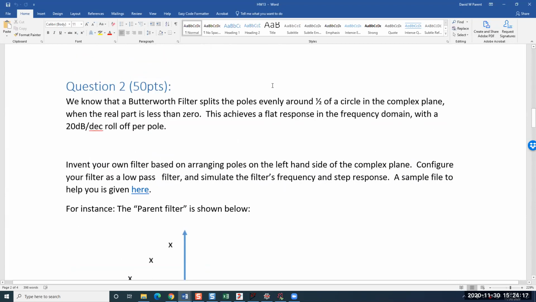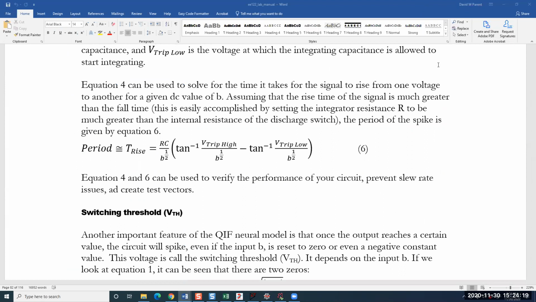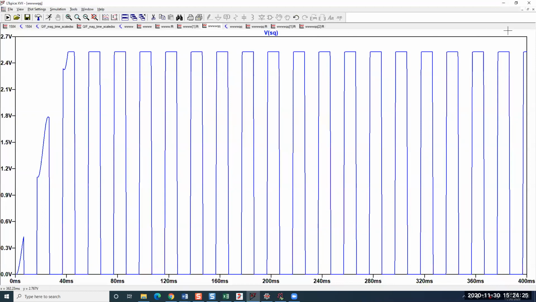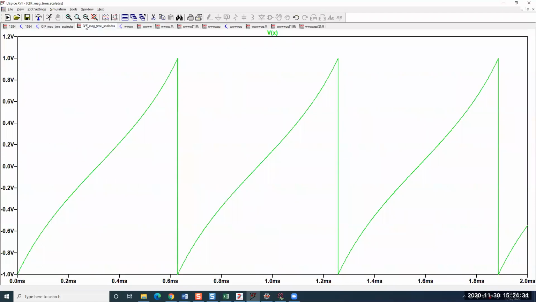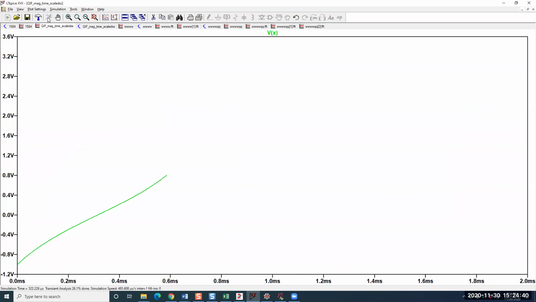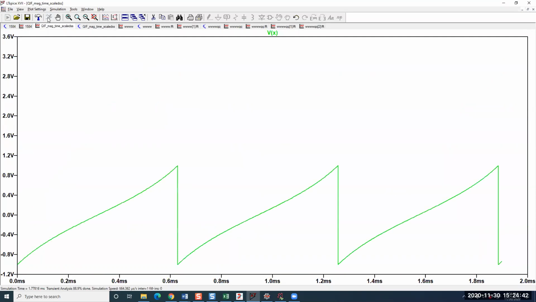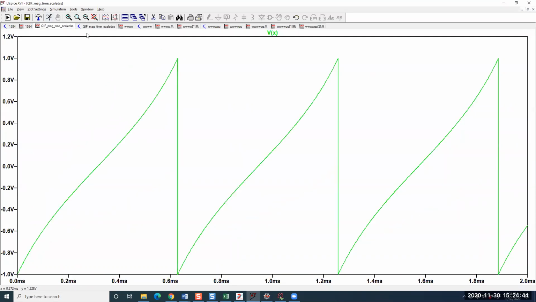Now, the next thing I want to talk about is we've been using Butterworth. Actually, I want to, this is actually something I was working on today. All right. And what this is, is a neural model.